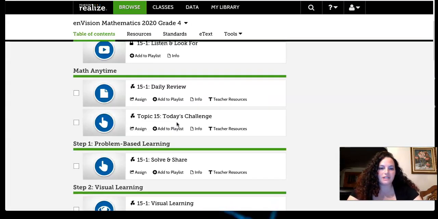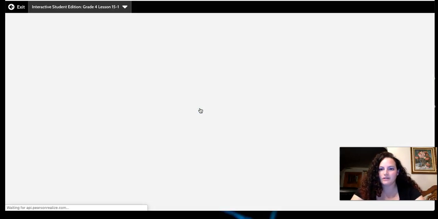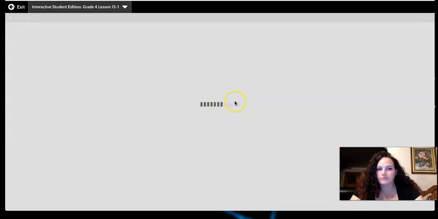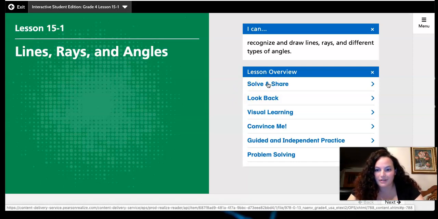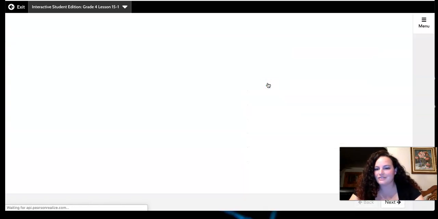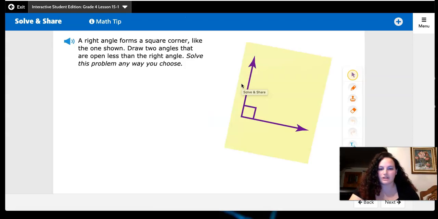So in 15.1, we are talking about lines, rays, and angles. Your I can statement for today is I can recognize and draw lines, rays, and different types of angles. We're going to do the solve and share as always. I'm going to try and get you with a goof and see if you can guess what happened. Where did I go wrong?